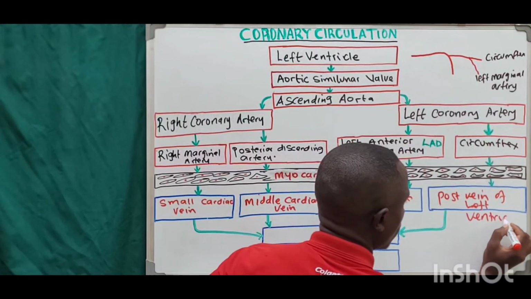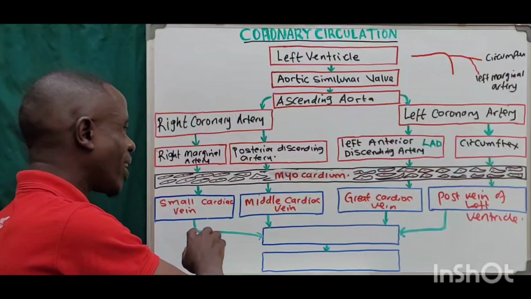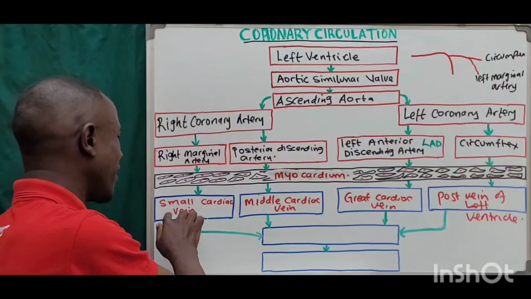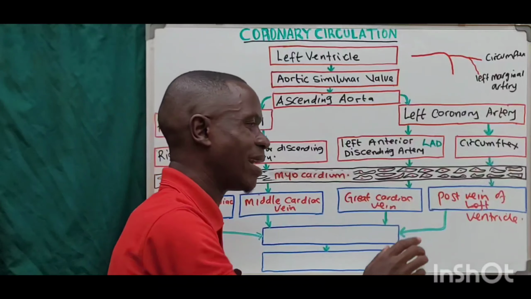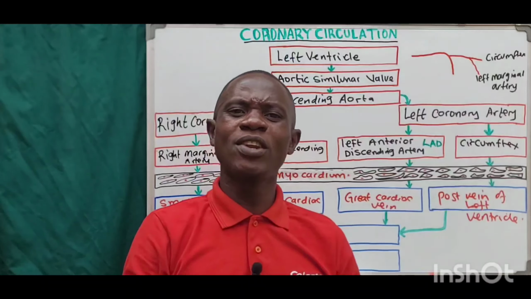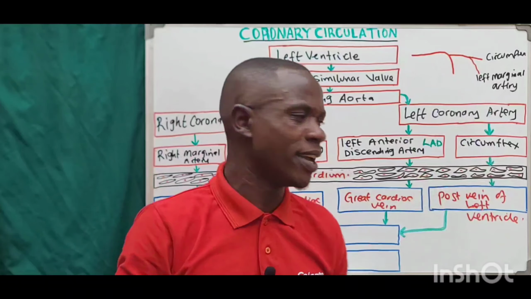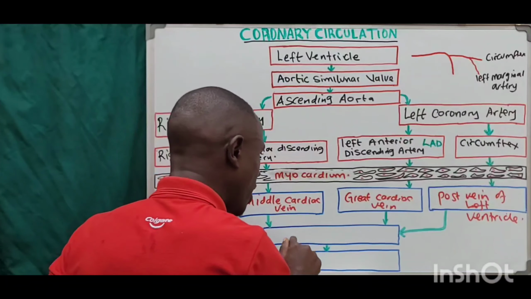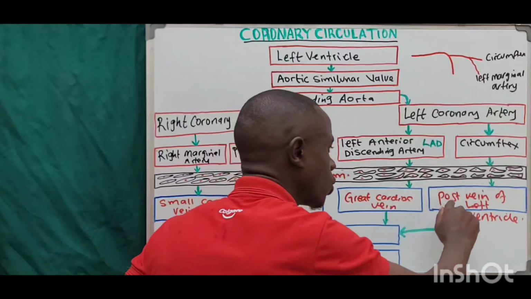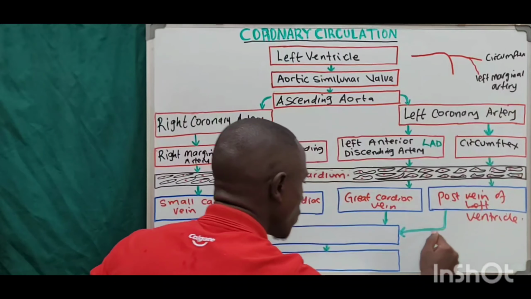So what is very unique is that after these veins have drained all the used-up blood from the myocardium, they are all going to be dropping into one big vein. You see, the small cardiac vein is draining here, the middle cardiac vein is draining here, the great cardiac vein is draining here, and even the posterior vein of the left ventricle is also draining here.